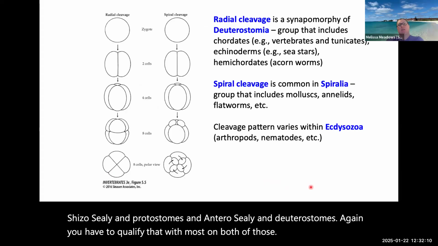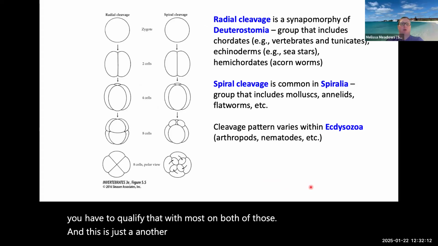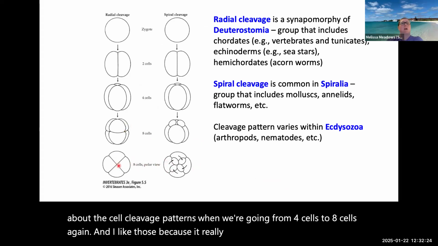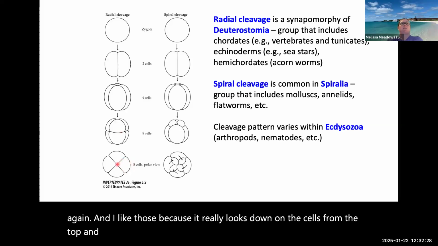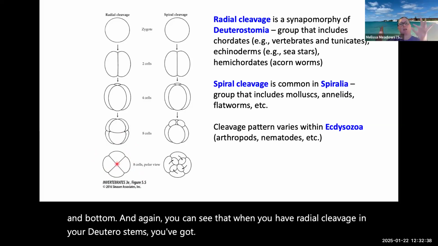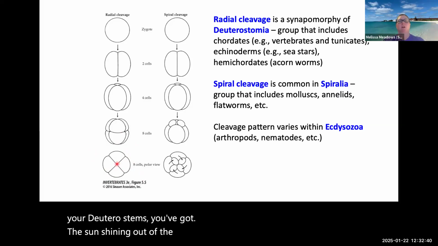And this is just another little diagram that gives you some more detail about the cell cleavage patterns when we're going from 4 cells to 8 cells again. And I like this because it really looks down on the cells from the top and bottom. And again, you can see that when you have radial cleavage in your deuterostomes, you've got the sun shining out of the blastopore.